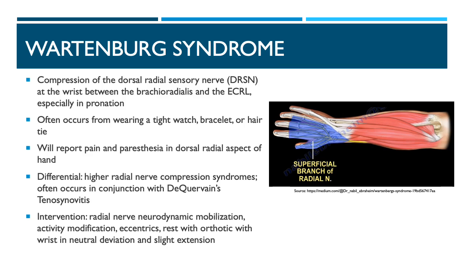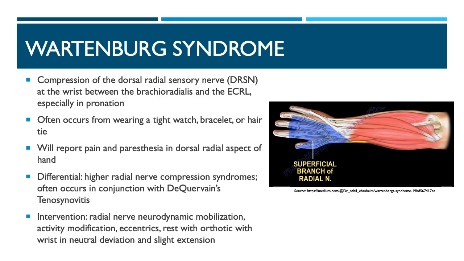So once you know that it is Wartenberg syndrome, you want to do radial nerve neurodynamic mobilization, activity modification, eccentrics for the muscles involved, and you can provide rest for the wrist with an orthotic in neutral deviation and slight extension. Orthotics are really common in nerve compression syndromes because until that nerve gets a chance to rest and recover, it's hard to get it to recover if it's constantly doing the same things over and over. So I think that's where an orthotic can come into play, just to give a little break.